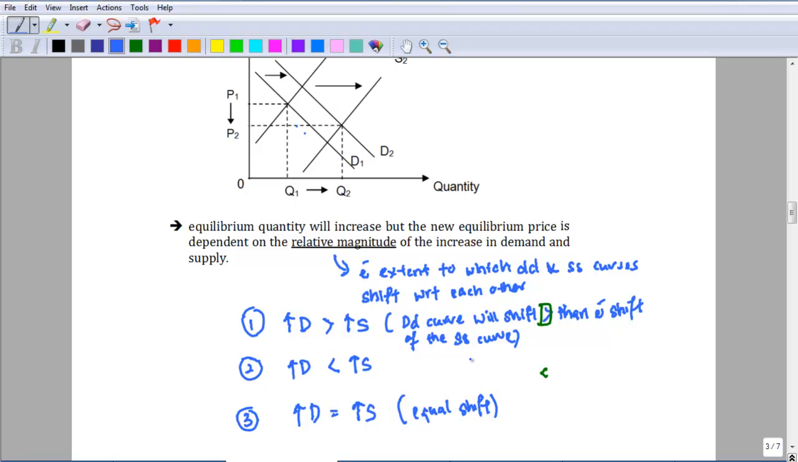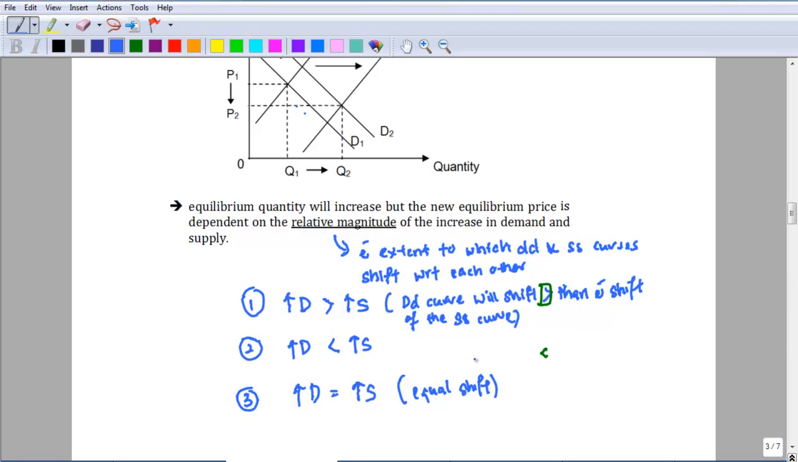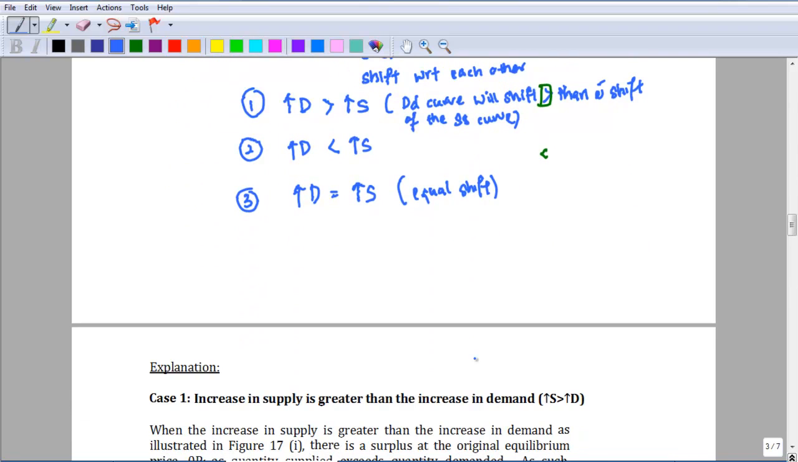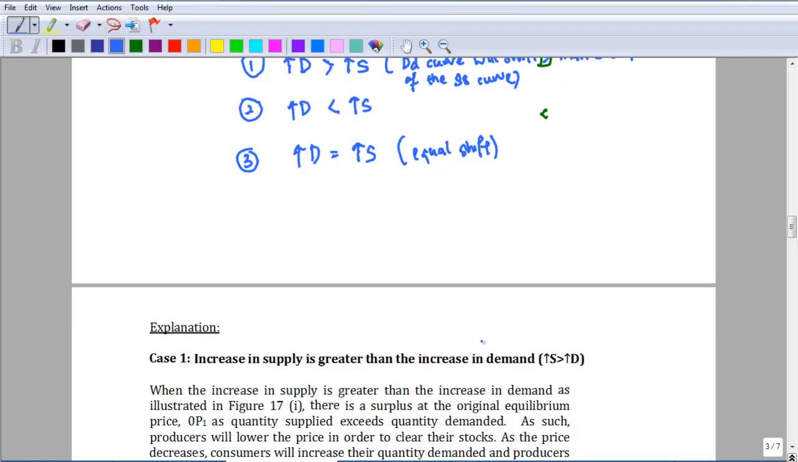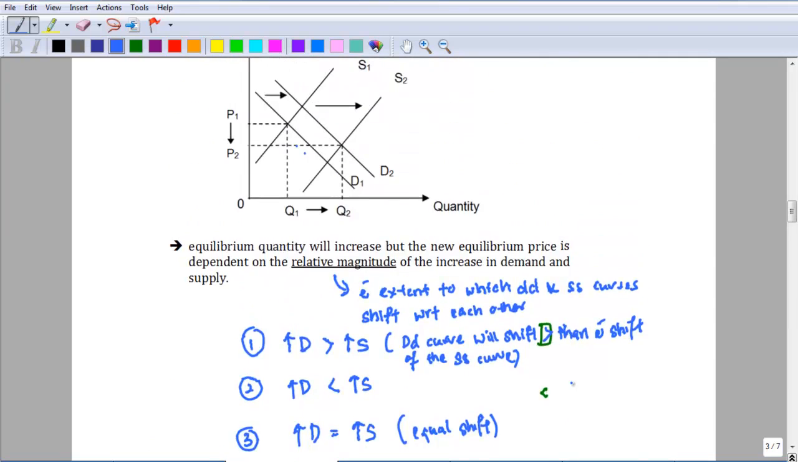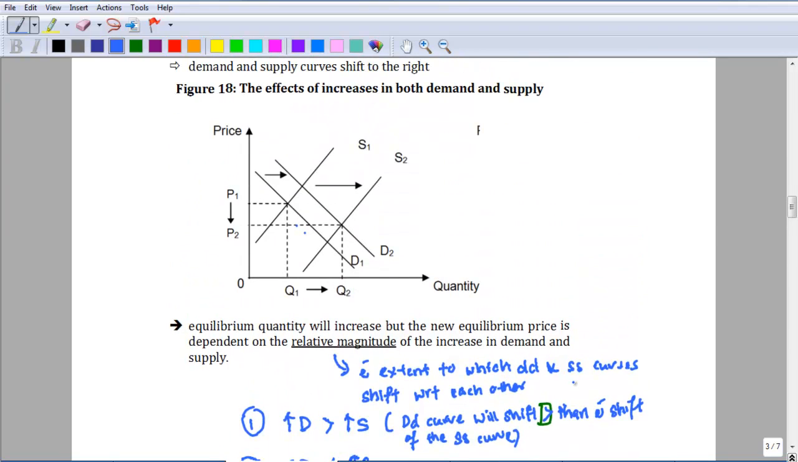Okay, so now let's take a look at the first case. Okay, let's take a look at case 1. Increase in supply is greater than the increase in demand. So if you look at your figure 18 here, the increase in supply is greater than the increase in demand, and therefore we shifted our supply curve from S1 to S2 but by a larger extent as compared to the rightward shift of your demand curve from D1 to D2.